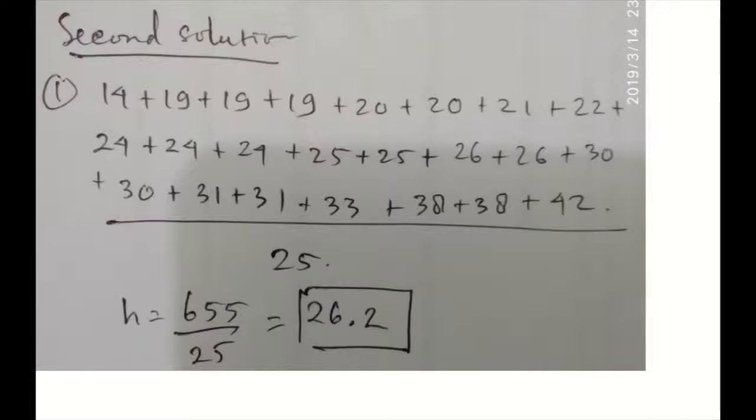1/22, 3/24, 2/25s, 2/26, 2/30s, 2/31s, 1/33, 2/38, and 1/42, and then all of this divided by 25, and then we get the result of the sum is 655, and we divide it by the number of data, which is 25, which is equal to 26.2.